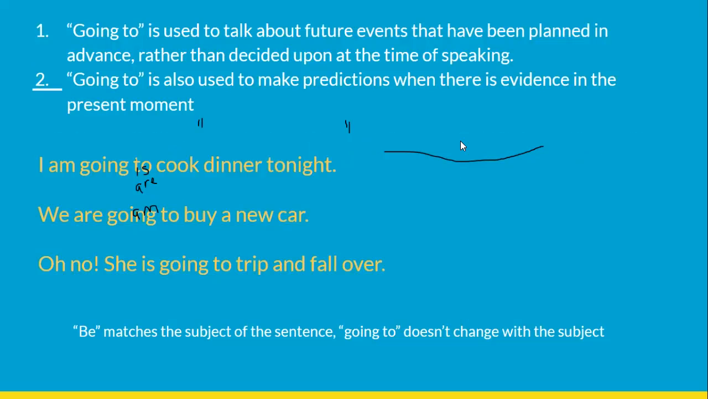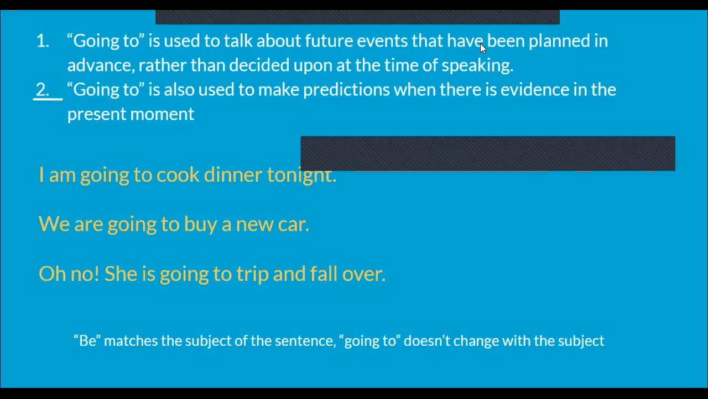Here going to is used to talk about future events that have been planned in advance rather than decided upon at the time of speaking. Going to is also used to make predictions when there is evidence in the present moment. So going to जो है, जो auxiliary verb going to है, वो future simple में इस्तेमाल होता है दो तरीकों पे. जब हम बात कर रहे हैं future में किसी event की जिसको हमने बहुत एडवांस में प्लान किया हुआ है.